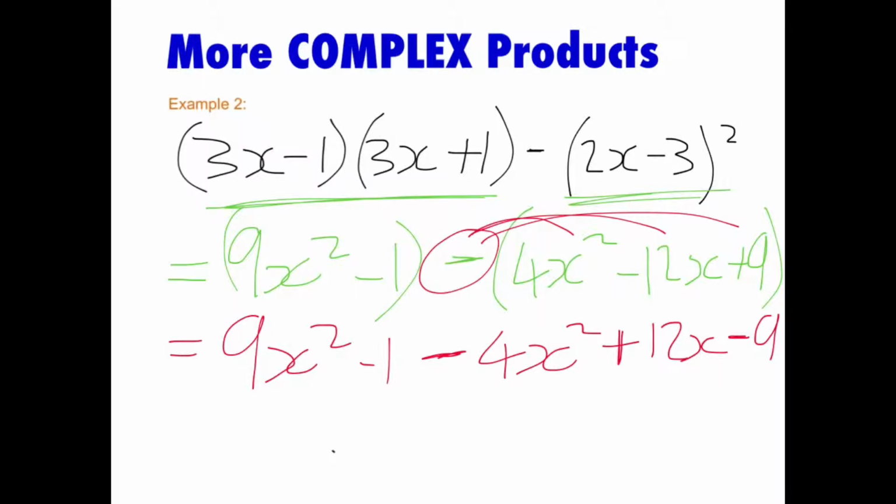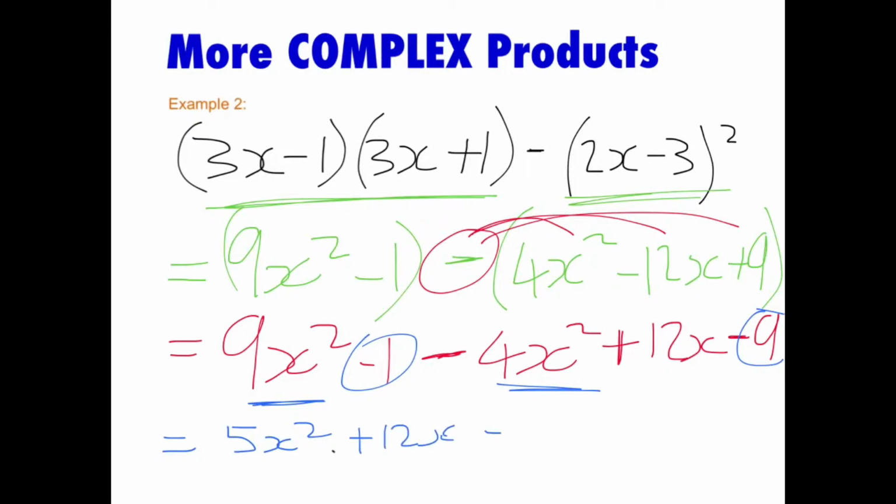And now we look for our like terms and we add those together to get our final answer. So our final answer will be 5x squared plus 12x minus 10.